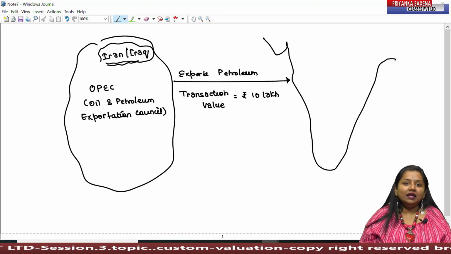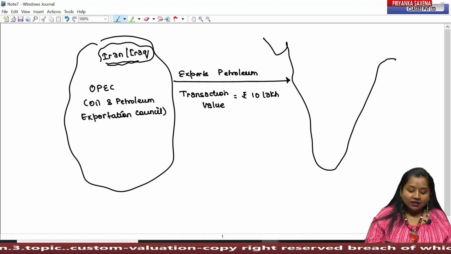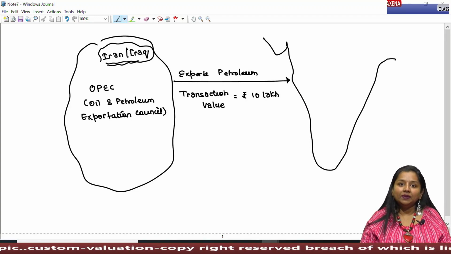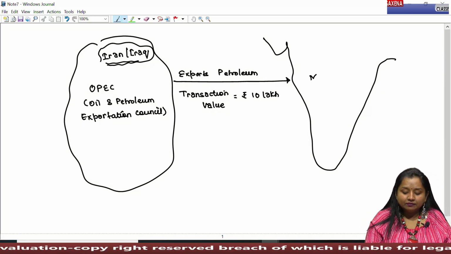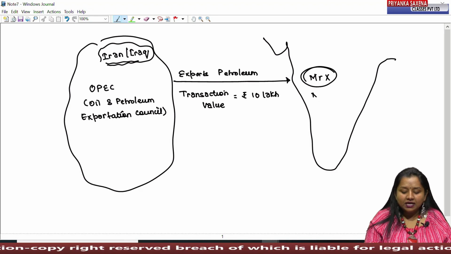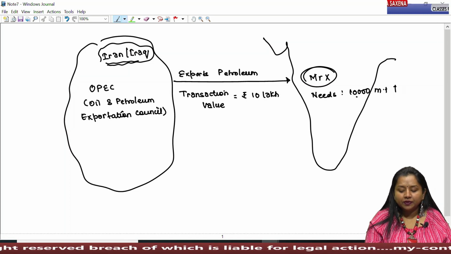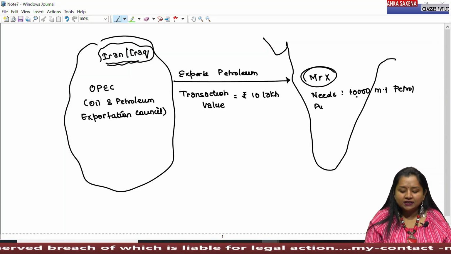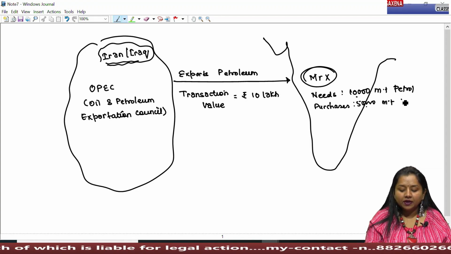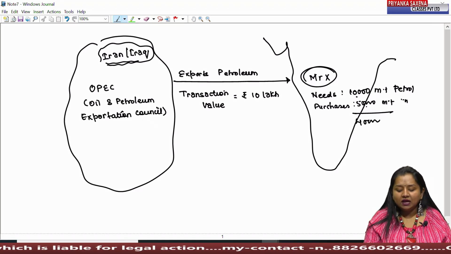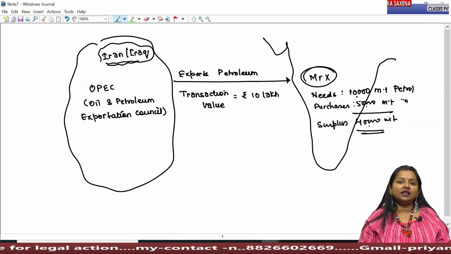Now, the Iran-Iraq suppliers, who are the major suppliers to the global economy, have seen that the persons purchasing petroleum from them started black marketing of it. For example, if Mr. X in India needs 10,000 metric ton of petrol, but he purchases 50,000 metric ton of petrol, that is, he has 40,000 metric ton of petroleum in surplus, which he keeps preserving in his stock.